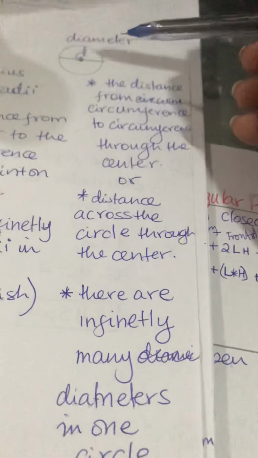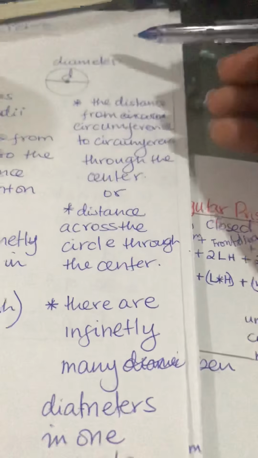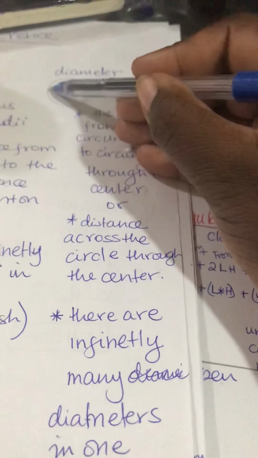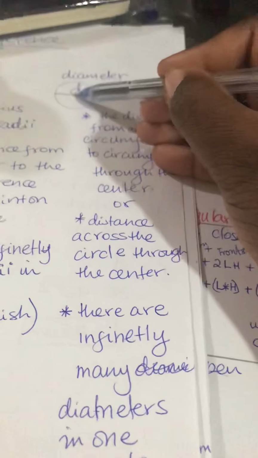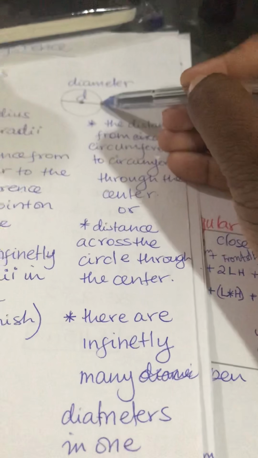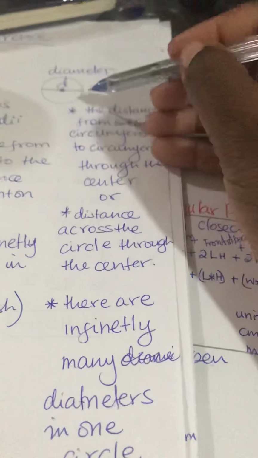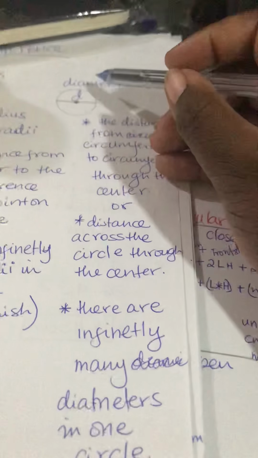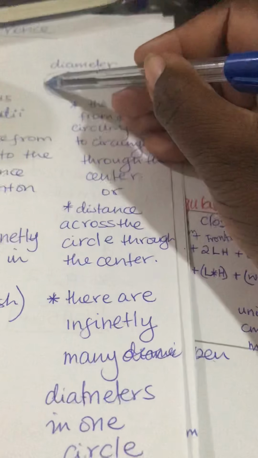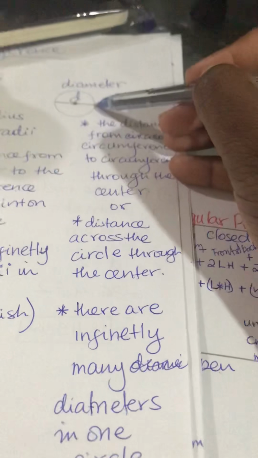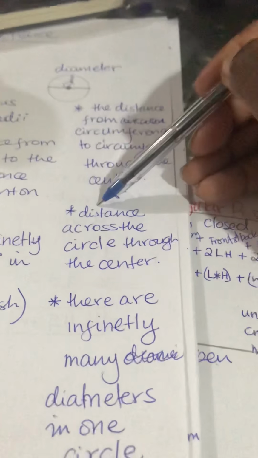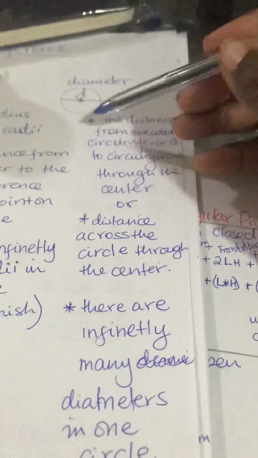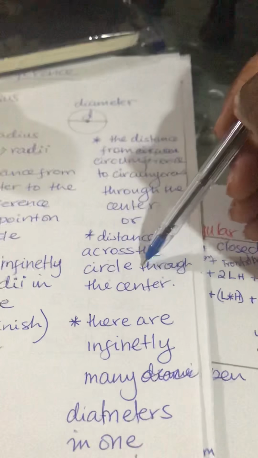All right, let's talk about the diameter. The diameter is the distance from the circumference through the center to the other circumference. You cannot forget to mention the center. The diameter has to go through the center, or the distance across the circle through the center. You have to say that.